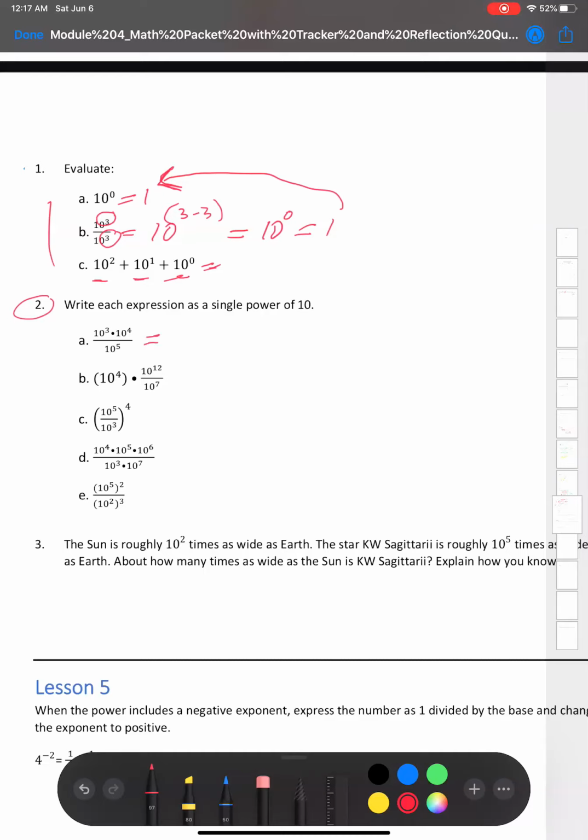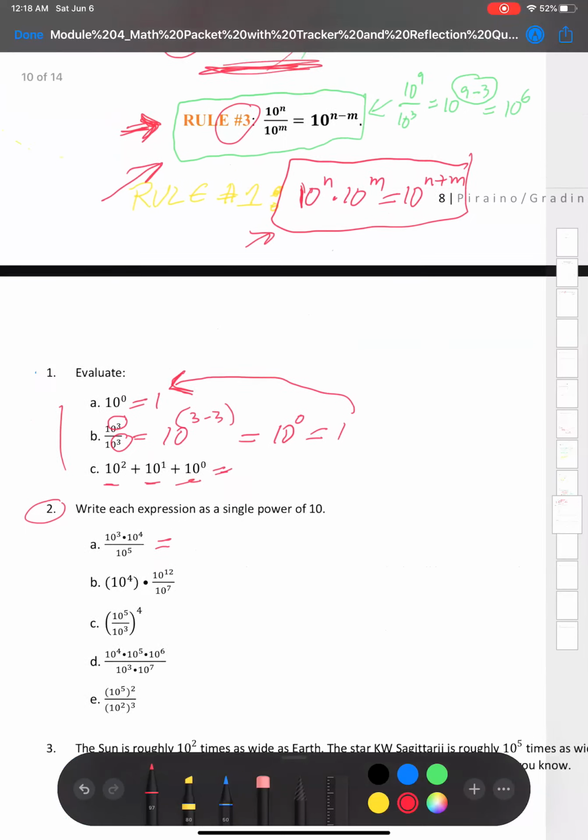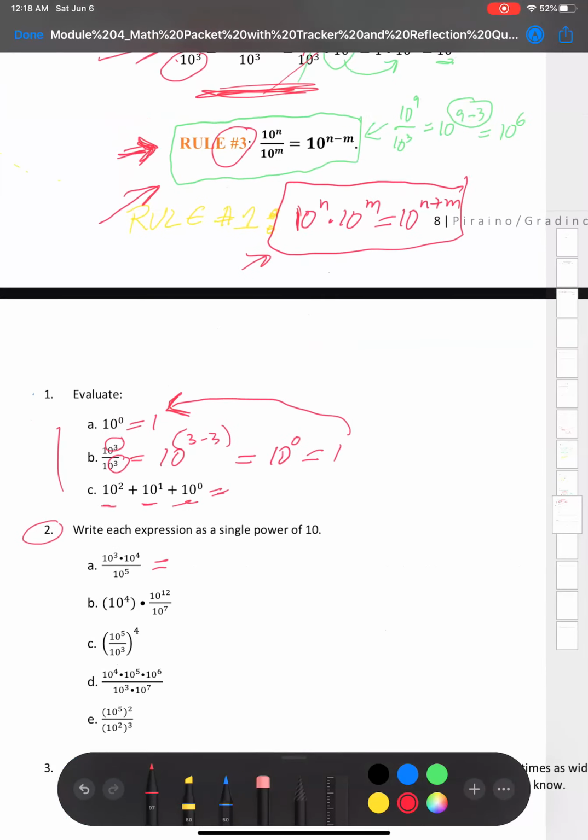So we have 10 to the 3rd power times 10 to the 4th power. Now remember rule number 1: when we are multiplying two powers of 10, we add the exponents. So we're going to have 10 to the 3 plus 4 divided by 10 to the 5th power. There's nothing happening on the bottom, we're just going to carry it over. That's equal to 10 to the 7th power divided by 10 to the 5th power.